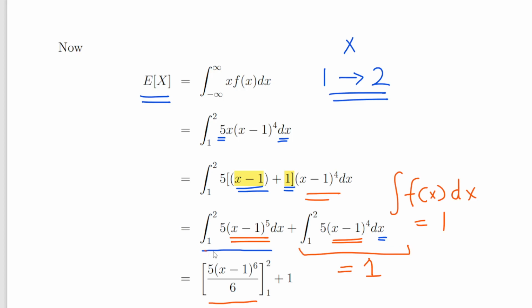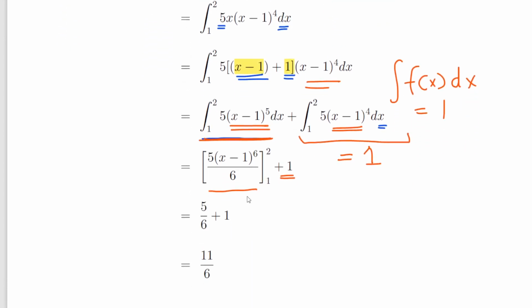So essentially what we have to do is look at this part over here. The integral of that is 5 times (x minus 1) to the power of 6 over 6, integrated from 1 to 2, and then the plus 1 there, don't forget about that. That works out to be 5 over 6 because when we evaluate at the lower bound, 1, it's 0. At the upper bound, it's 5 times (2 minus 1) to the power of 6 divided by 6, which is 5 times 1 to the power of 6 divided by 6, essentially 5 over 6. So it's 5 over 6 plus 1, that is 11 over 6.